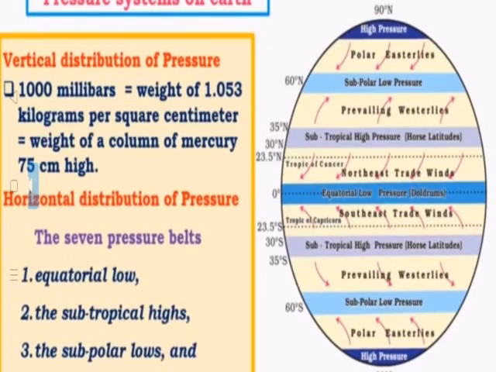Now, if you look at this, the vertical distribution of pressure is 1000 millibars, which is equal to 1.053 kilograms per square centimeter. Now, if you look at this diagram properly, you will see the 7 pressure belts: the equatorial low, the subtropical highs, the subpolar lows, and the polar highs.